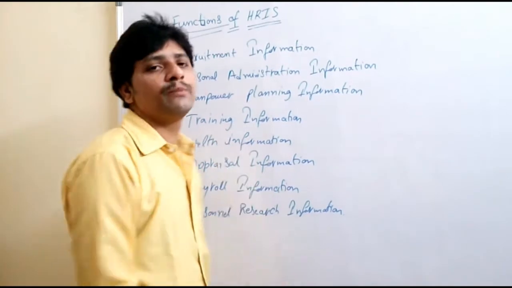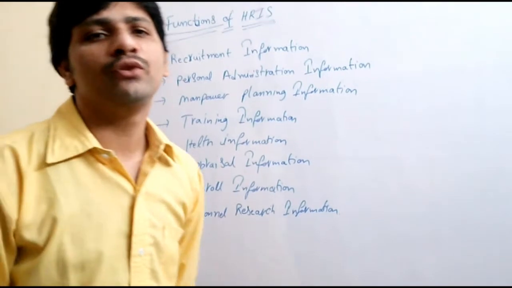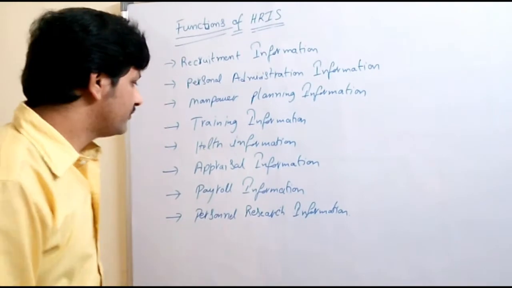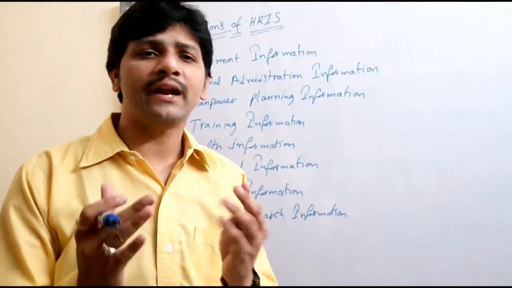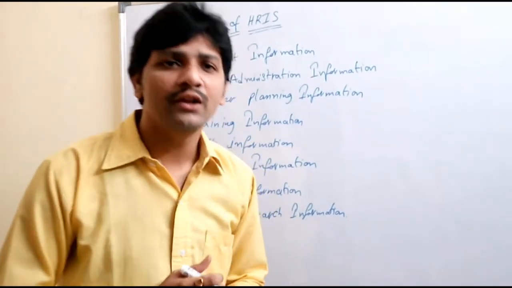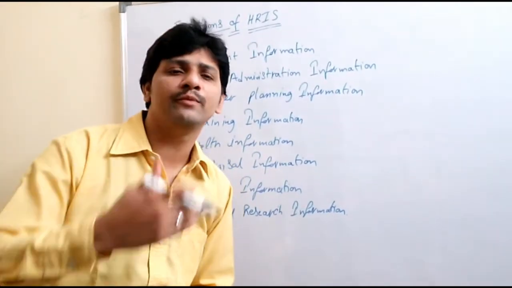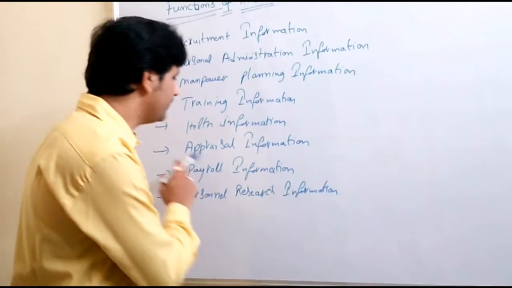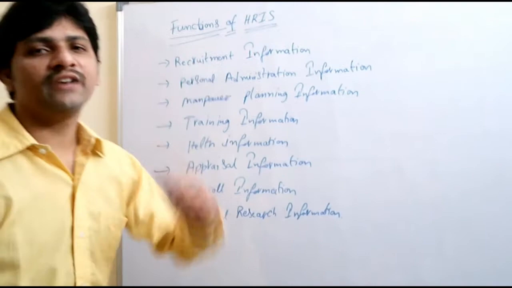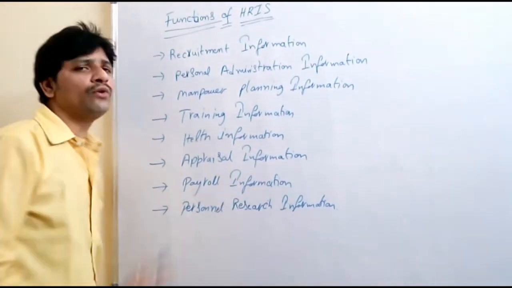Next, appraisal information. Appraisal information is also obtained using the human resource information system. So every year, if a particular employee's performance is very good, he is given some appraisal. That means he is given some salary increment, and any other things are given by the organization. All the information is easily retrieved, stored and manipulated by the HR manager using HRIS, Human Resource Information System software.